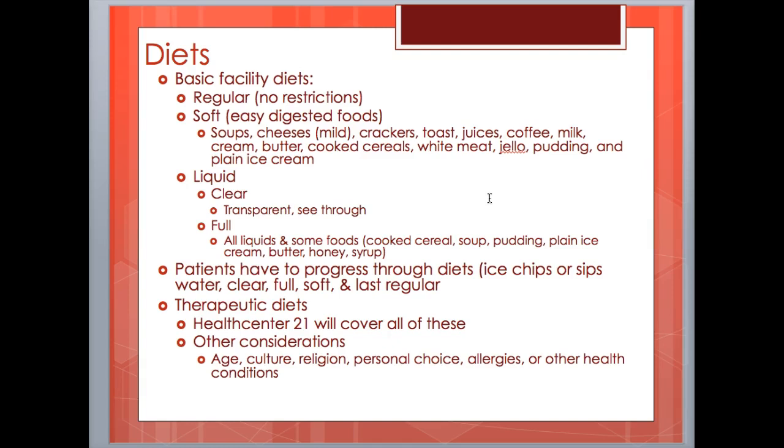A regular diet, if you hear that, they're not on any restrictions. A soft diet is easily digested food, so soups, cheeses that are mild, crackers, toast, juices, milk, cream, butter, cooked cereals, white meat, jello, pudding, and plain ice cream. That's just some of it.